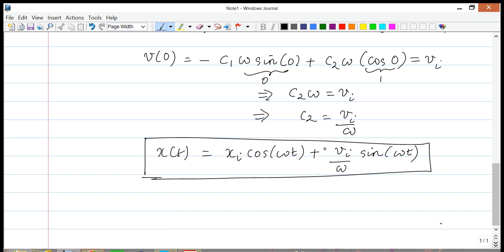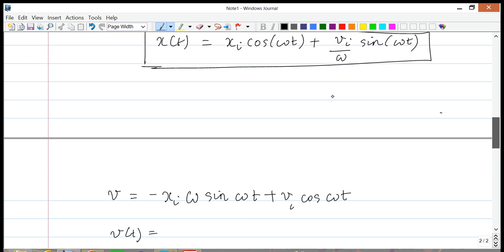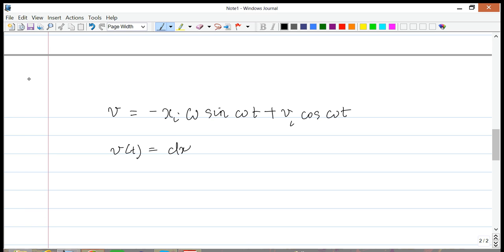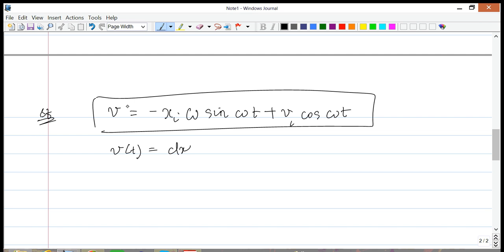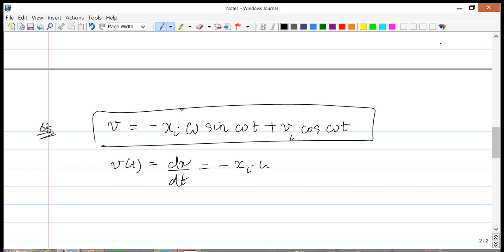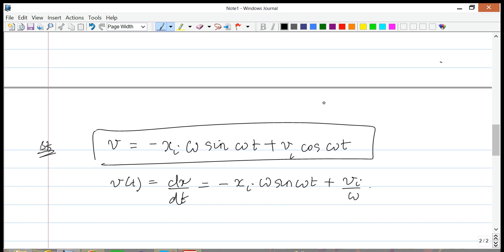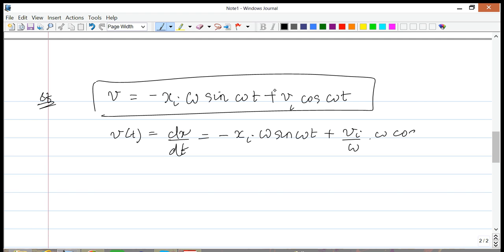The next thing it wants us to show is that the velocity is this. Once you get the position as a function of time, we can differentiate that and get the velocity. So dx by dt, if we differentiate this, we get negative xi omega sine omega t plus the second term, vi over omega, and when we differentiate sine omega t, we get an omega times cosine omega t. So here you see the omegas cancel out, and we essentially get the expression that we are looking at. So that's the second part of part A.